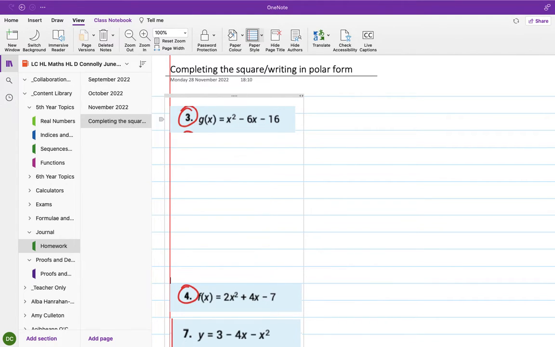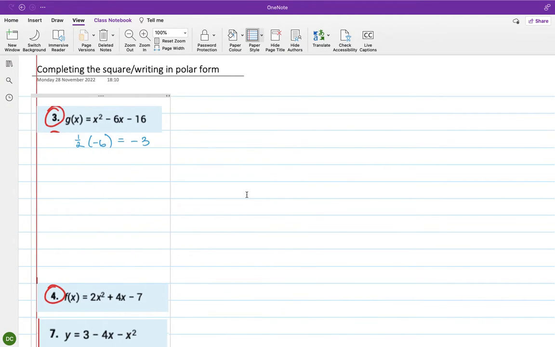We take the x coefficient, which in this case is -6, we half it, which gives us -3. And then we square it, which is 9. So then what we want to do is rewrite the quadratic, and then we want to add the 9 and minus the 9. So overall we're not changing it at all.